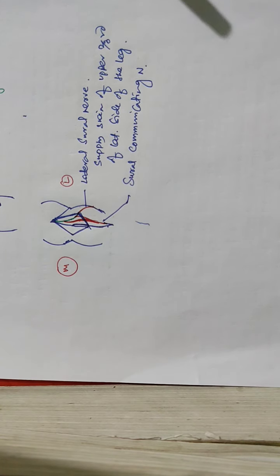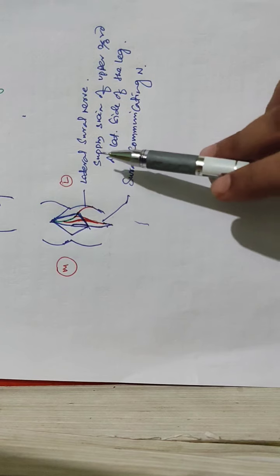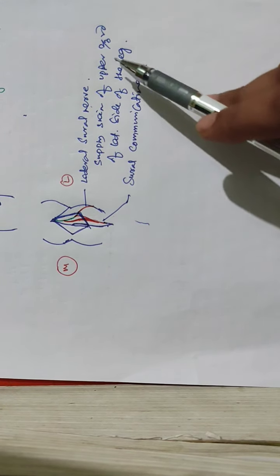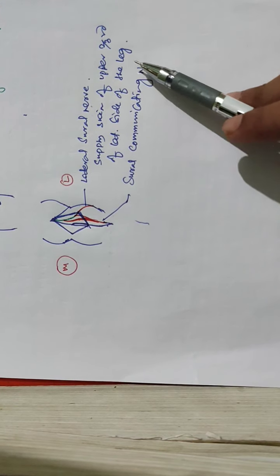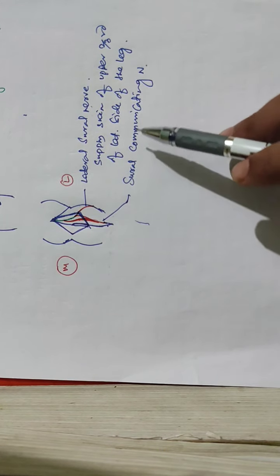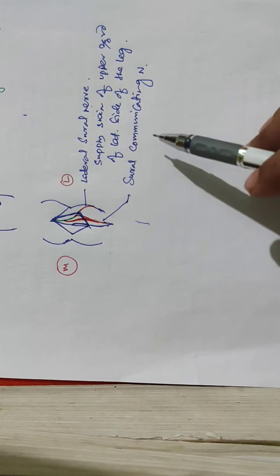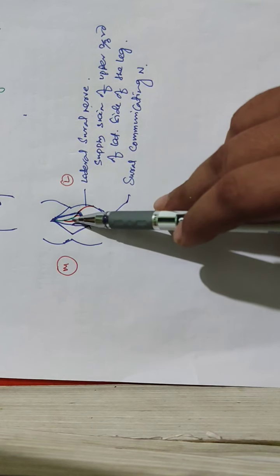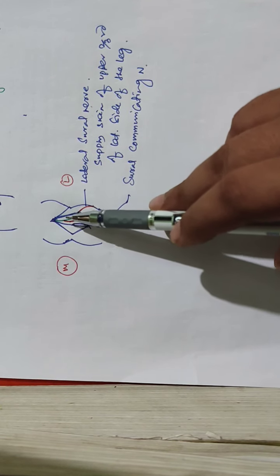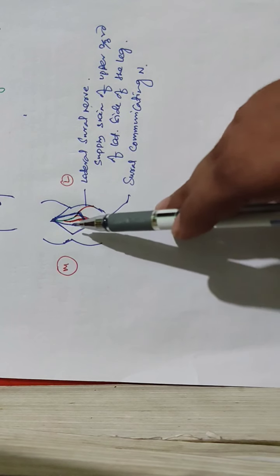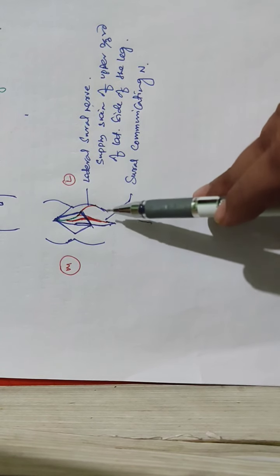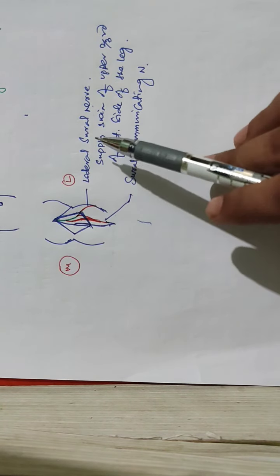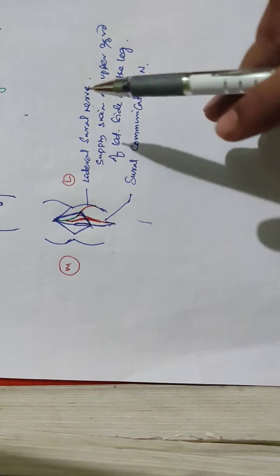So the common peroneal nerve has two cutaneous branches. One is the lateral sural nerve, which supplies the skin of the upper two-thirds of the lateral side of the leg, and the other is the sural communicating nerve, also called the peroneal communicating nerve. It arises from the upper part of the popliteal fossa and runs downwards to the posterolateral aspect of the calf muscle and joins with the sural nerve. So these are the two cutaneous branches of the common peroneal nerve.